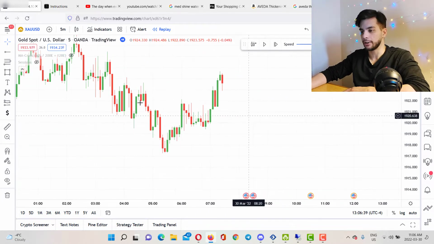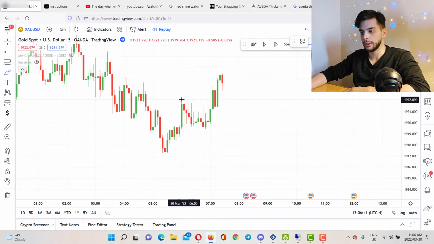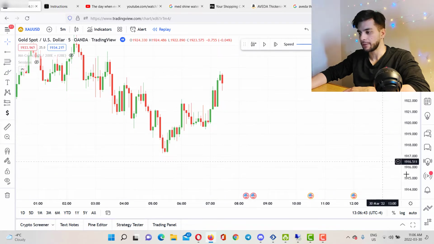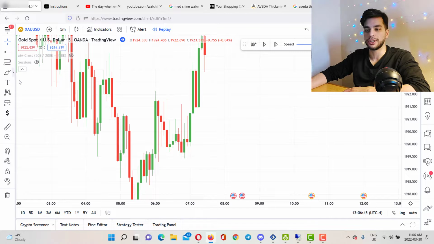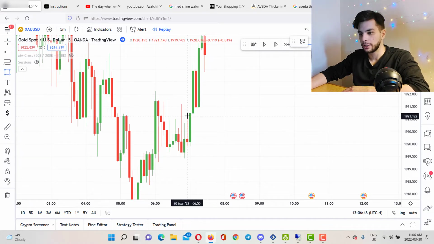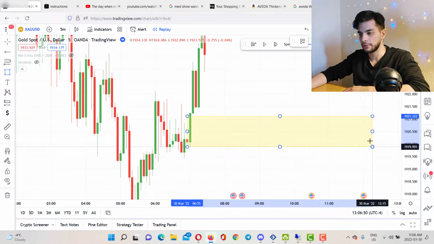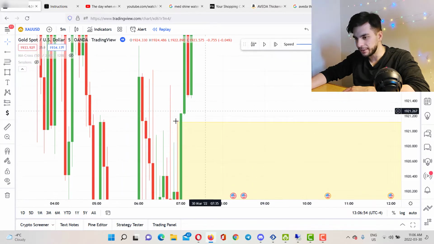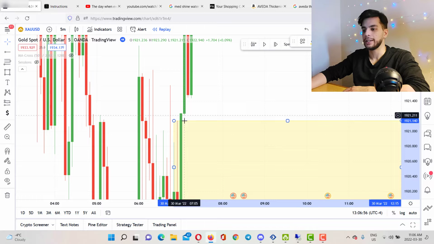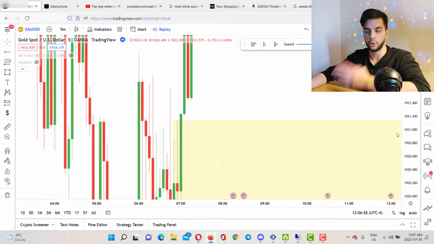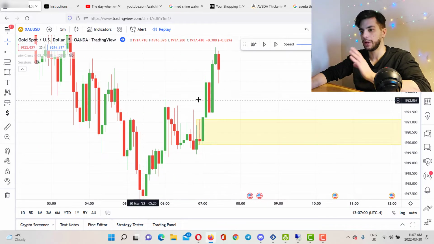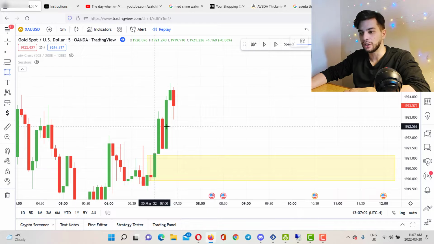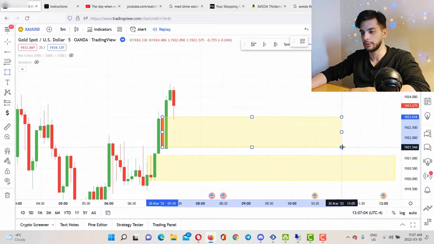And especially here, when we have this strong break of a structure right here, we have a high probability order block, or I would say a high probability demand zone, exactly from here to here, right? And just because there's a very little gap, it makes this a high probability order block. We have a break of a structure, and we have another high probability order block, or high probability demand zone right here.